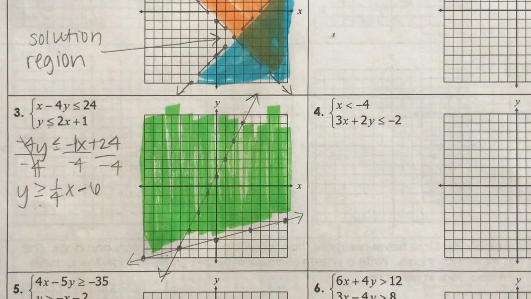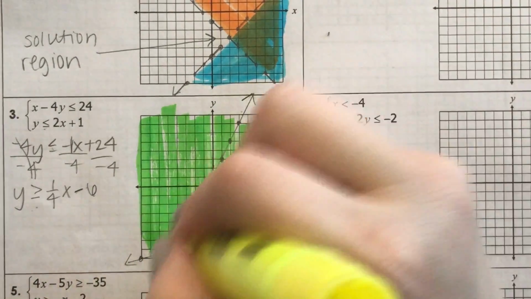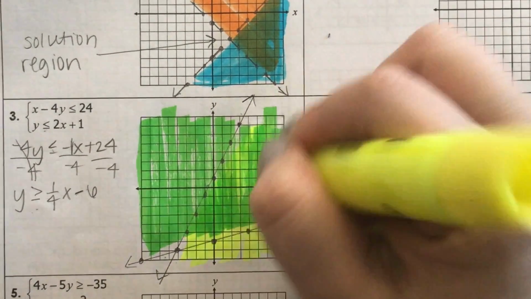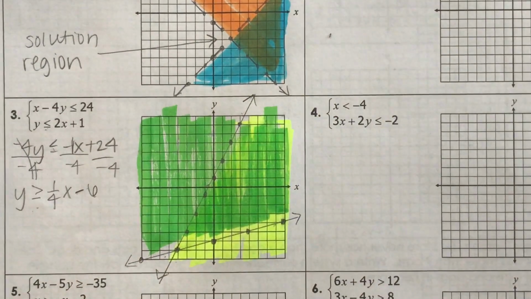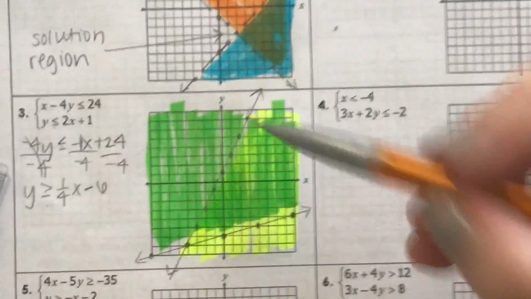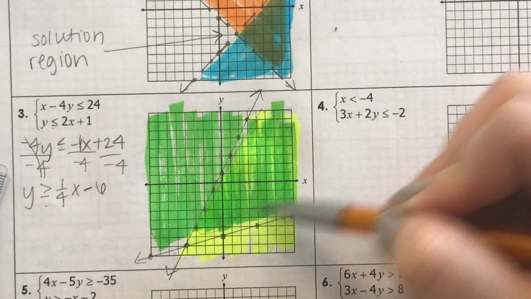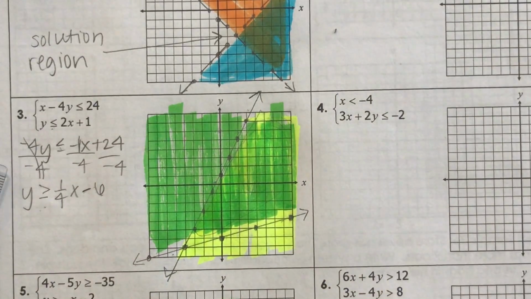So, this is what this one's going to look like. So our solution set is this guy right here. All of that stuff with green and yellow in it.